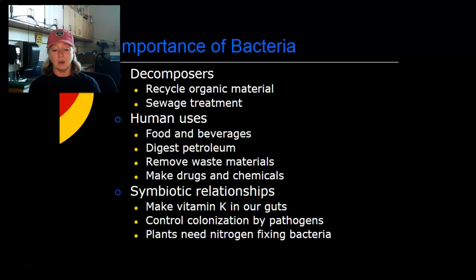And then finally, you have symbiotic relationships. These are very important. Bacteria make vitamin K in our guts, so we can't make vitamin K, but we need it, and they make it for us, so that's a good thing. They control colonization by pathogens. You have to have good bacteria in your gut and on your skin in order to keep the bad bacteria from taking over.